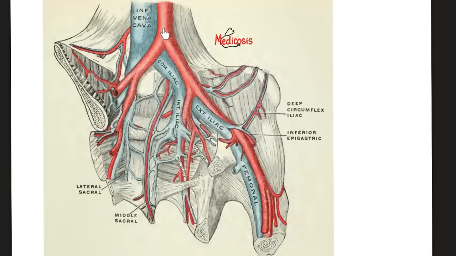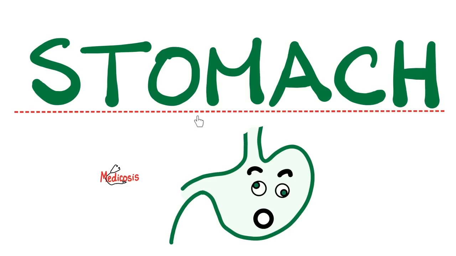Here's the distal end of the abdominal aorta, right and left common iliac arteries, and then each common iliac will give us internal iliac and external iliac arteries. But I digress. Let's go back to the main topic.